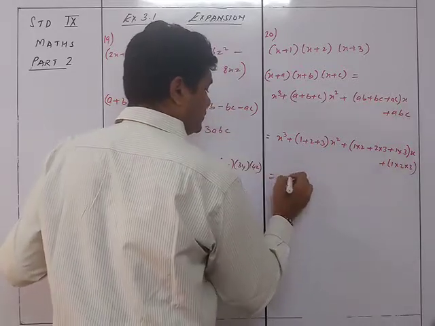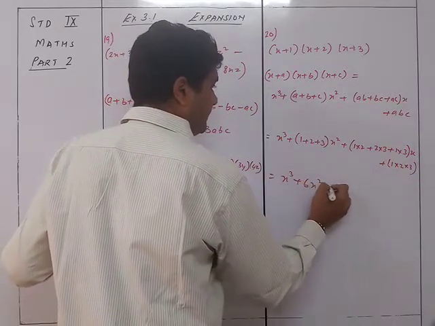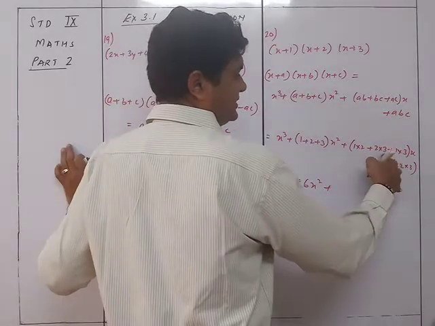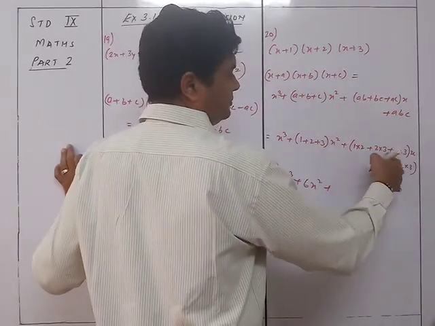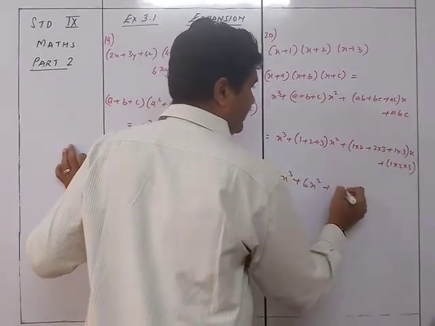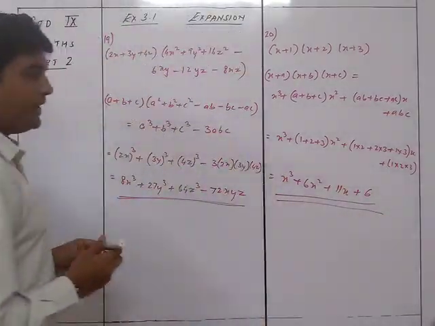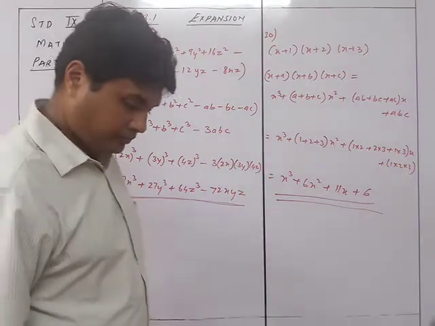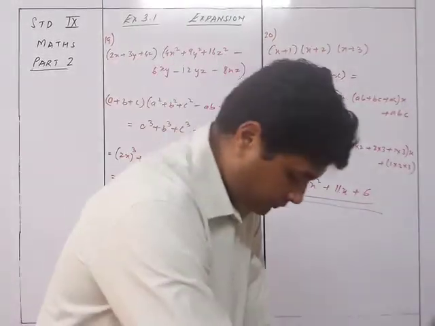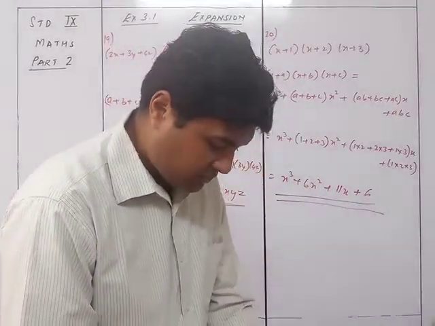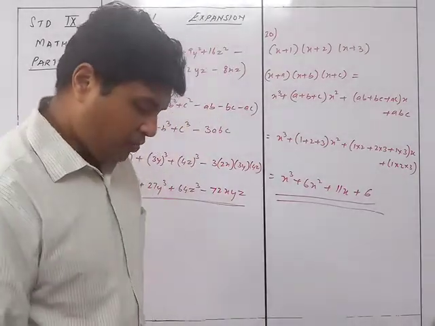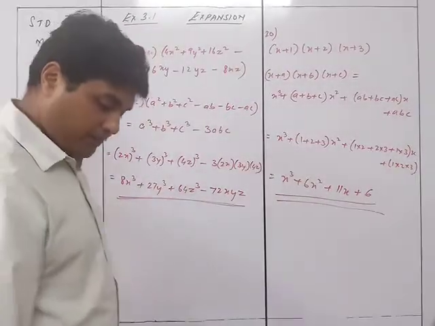So that will be x cube plus 6x square plus, this is 6, 3, 9 plus 2, 11. So it is 11x plus 6. So that's the answer for sum number 20. Okay, sum number 20 was this one. Then we move on to sum number 21.